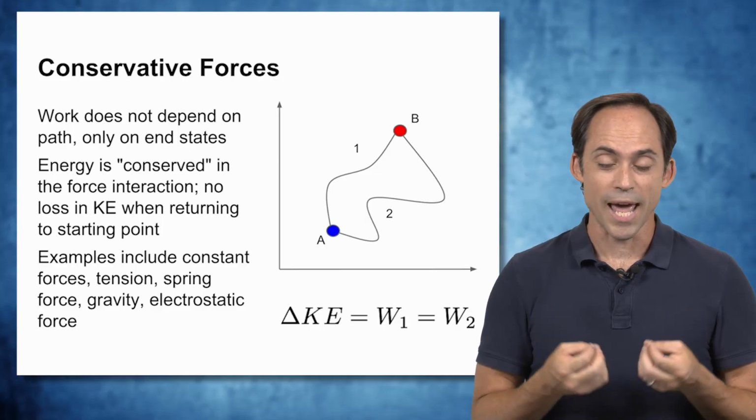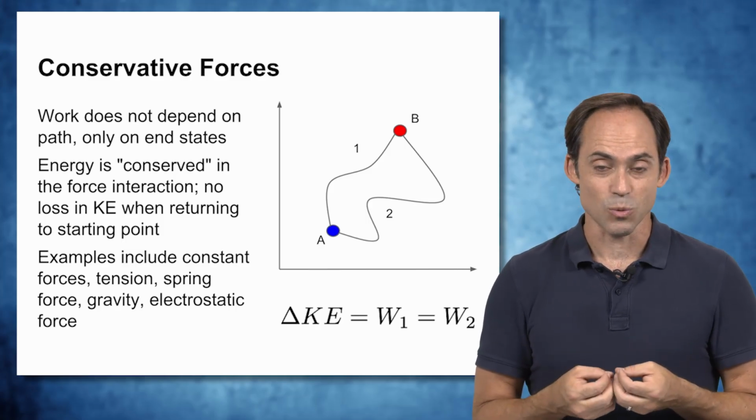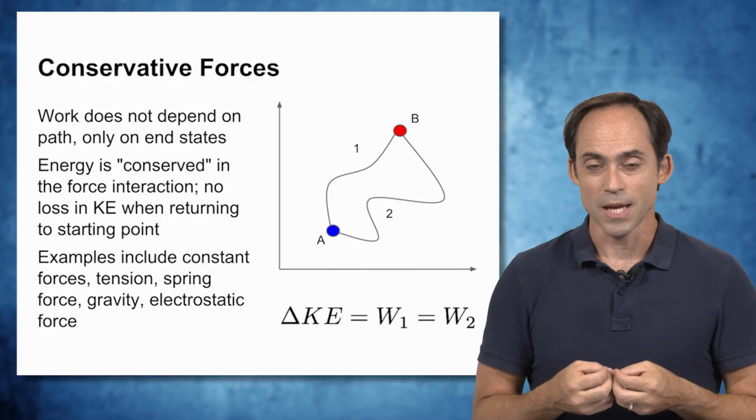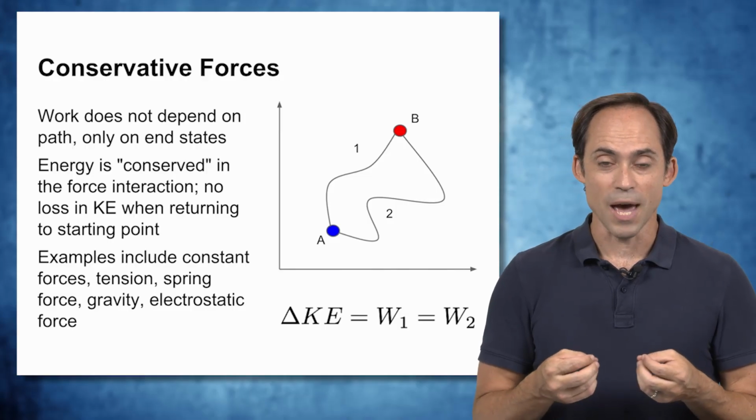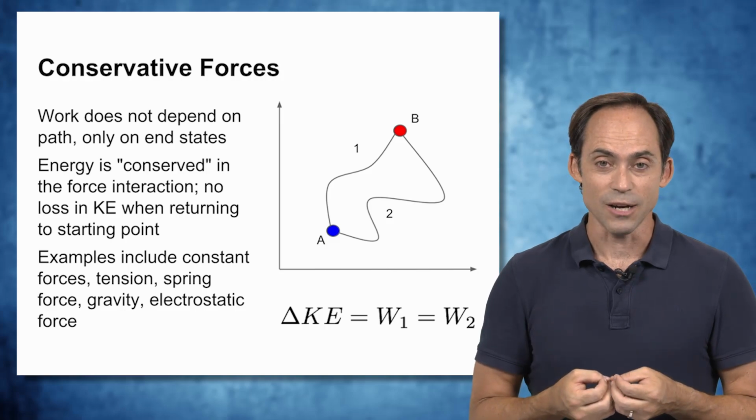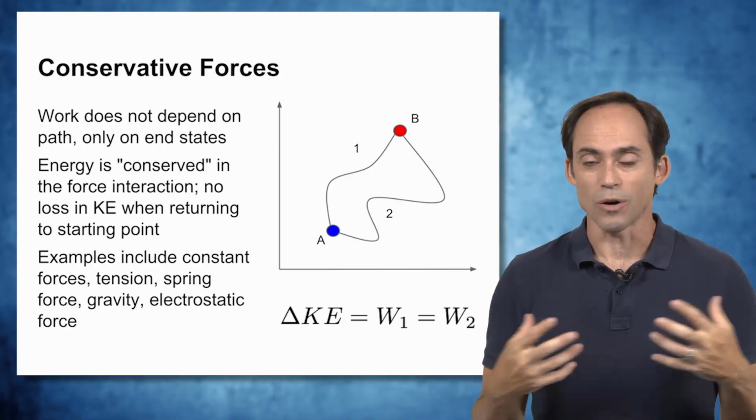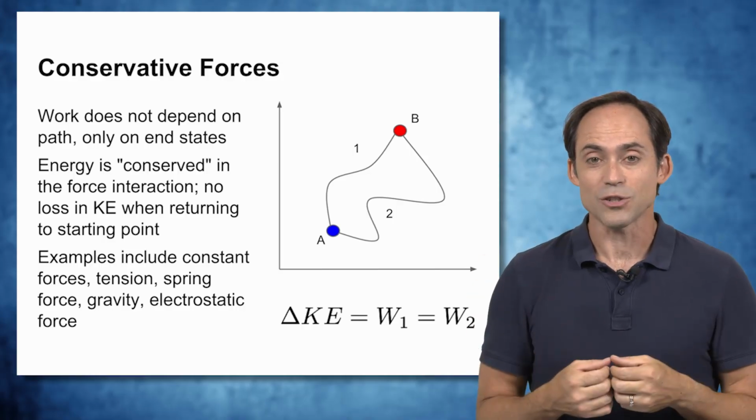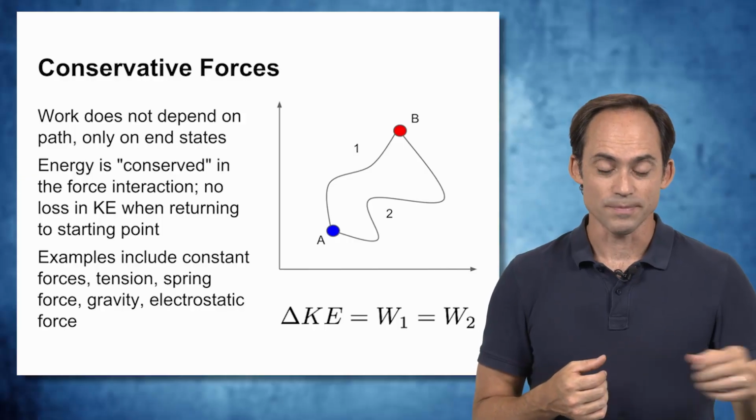So if we're going between point A and B on this diagram, the work done following path 1 is exactly the same as the work done following path 2, and it only depends on the relative placements of point A and B. Now we call forces that behave like this conservative forces because if you take the paths all the way back to its original point, we should end up with exactly the same kinetic energy that we started off with. So somehow the energy that is expended or stored by work is preserved in the force interaction itself. And so it's conserved in some way, and so this is why we call these conservative forces.